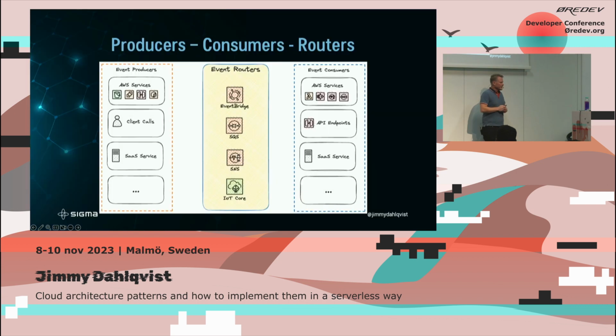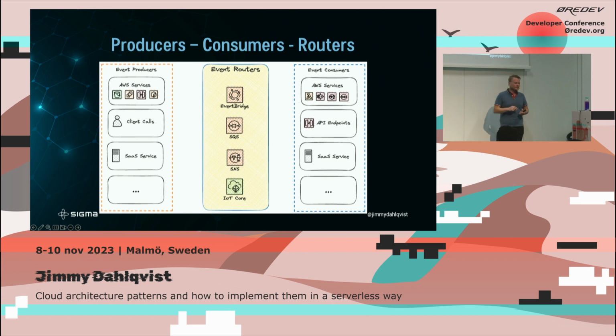So let's start with a short introduction. We need to talk about producers, consumers, and routers, because we're going to talk about event-driven architectures in this talk. What is an event producer? An event producer is a system or component that produces events and puts them onto a router. Producers can be AWS services natively. It can be client calls over REST APIs. It can be SaaS services that we integrate with, and many, many other things.